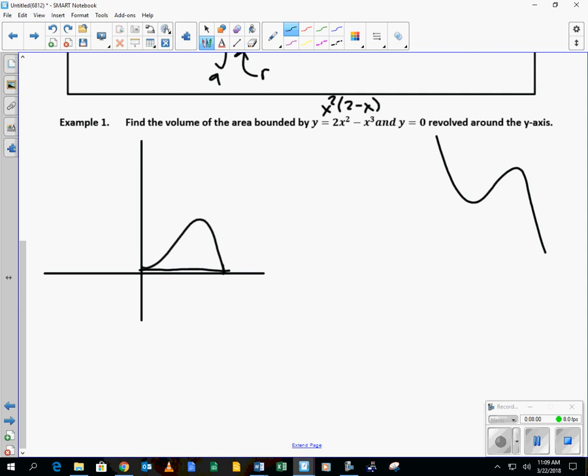Where are we going to revolve that around? The y-axis, so I get the same shape going on over there. No big deal. Let's just do washers, right? Why? Same inside as outside. So therefore, what we do is we draw a vertical rectangle. Let's try doing a cylindrical shell option, see if that works.